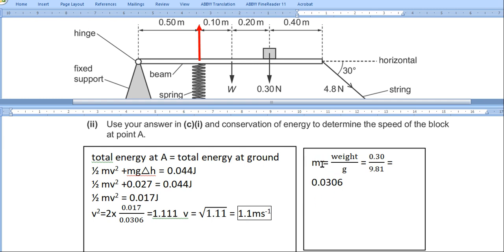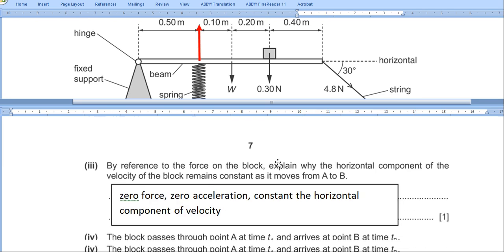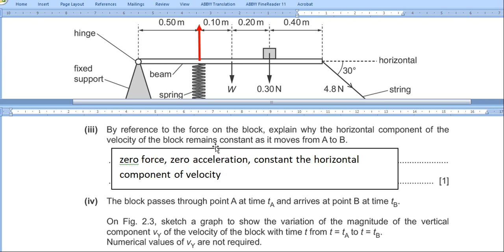Here on the side I show how to find mass. Mass equals weight over g. g is always 9.81. By reference to the force on the block, explain why the horizontal component of the velocity of the block remains constant as it moves from A to B. In this direction, zero resultant force, zero acceleration, constant. As a result, the horizontal component of the velocity is constant.